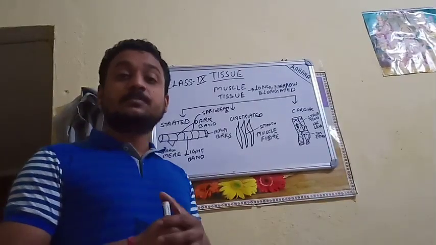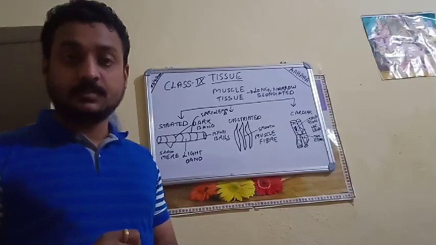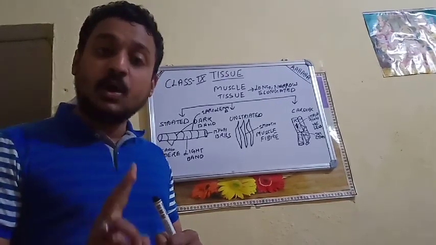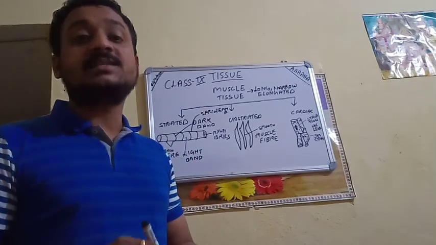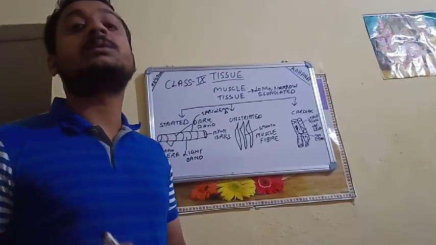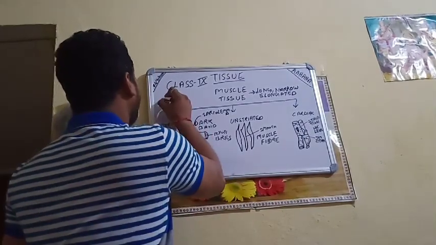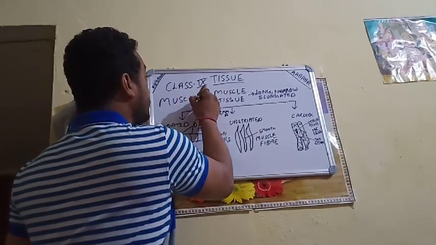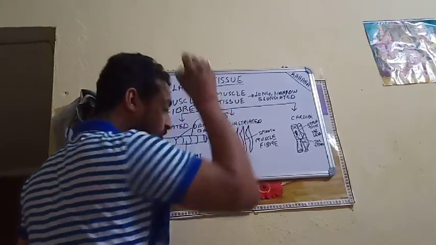The muscle tissue is generally long, narrow, and elongated. Since it is long and bigger in size, that's why this tissue is also called muscle fibers. M-U-S-C-L-E, muscle fibers. This tissue is also called muscle fibers.